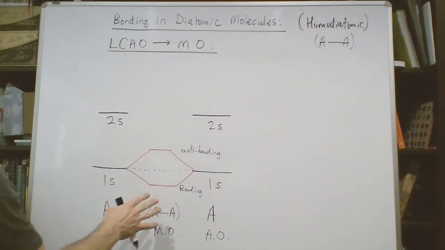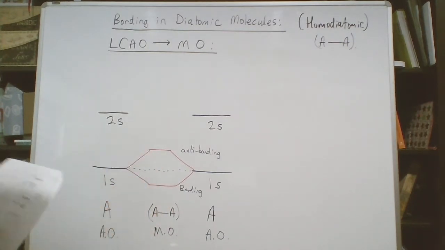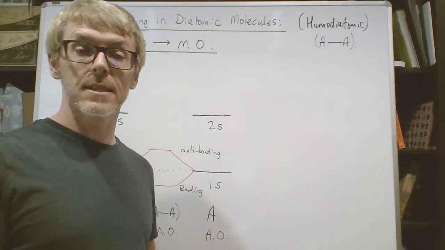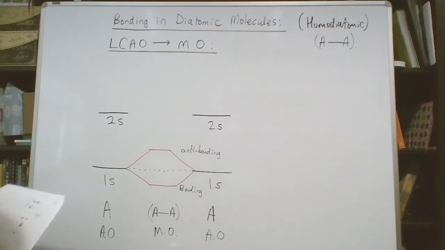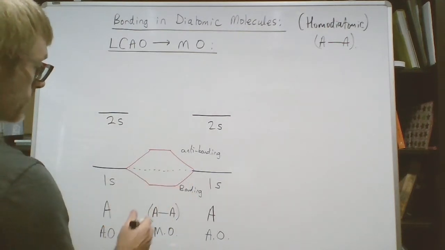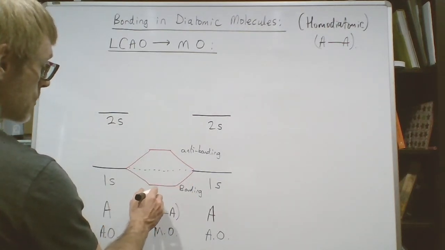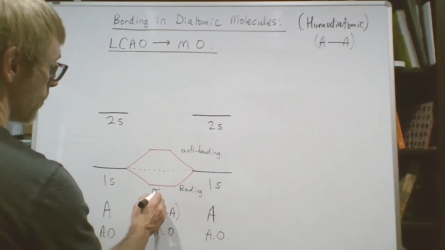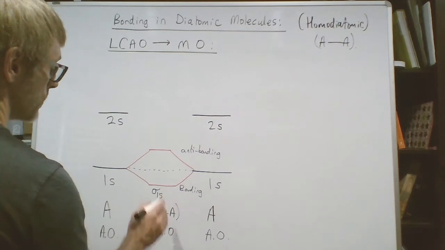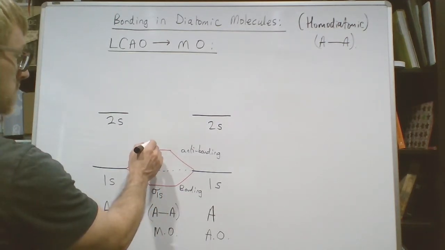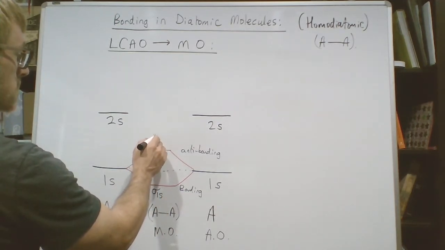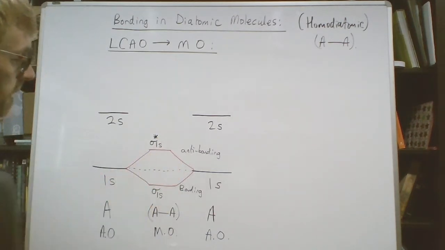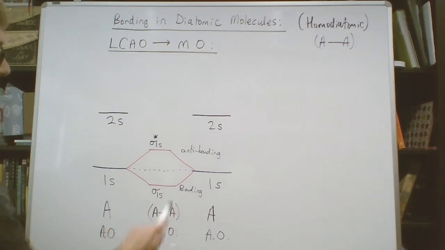So these orbitals, rather than call them S, because we associate S with atomic orbitals, we're going to use the Greek letter sigma to represent molecular orbitals. So I could call this the sigma bond formed by a 1s orbital, and I could call this the sigma bond star formed by a 1s orbital. The star represents anti-bonding, the absence of the star represents bonding.